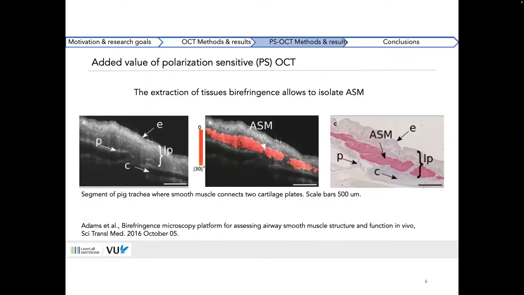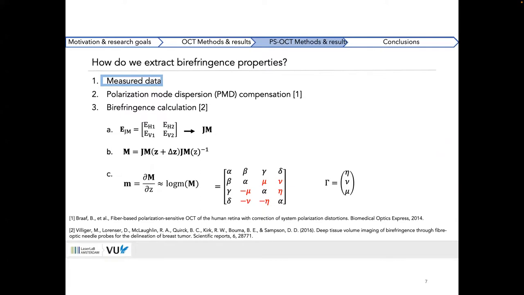Okay, so let's go now to the added value of polarization sensitivity. We want to extract that airway smooth muscle that I've pointed out earlier. Going to this processing, you need to compensate for polarization mode dispersion. That's a very difficult problem. We want to tackle that now by modeling in a computer the birefringence and the polarization mode dispersion that happens as light goes through tissue, and see how our current algorithms correct for this effect, if it works well enough, and how we can improve. So it's all computer modeling. That's going to happen in the next half year.